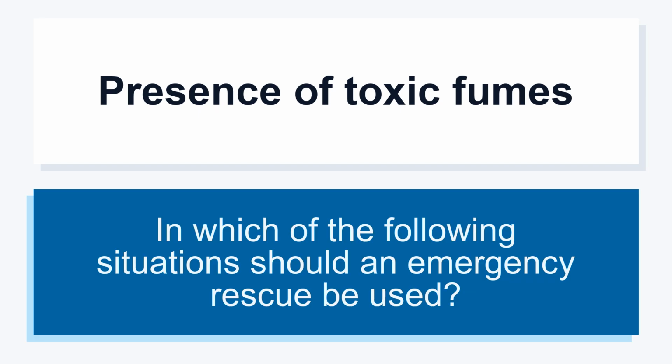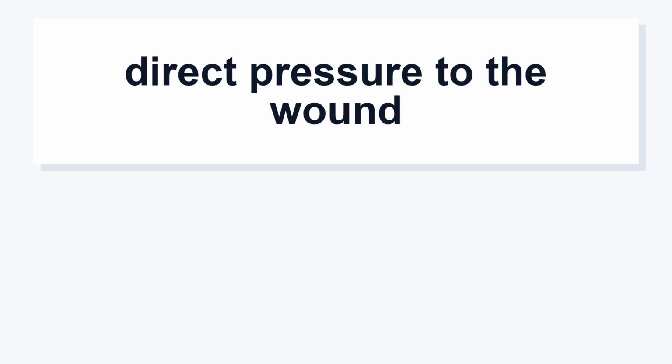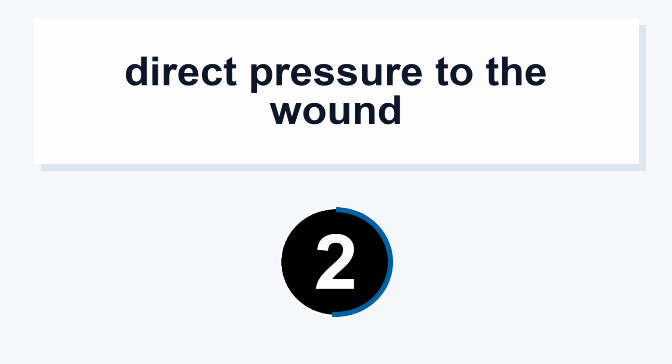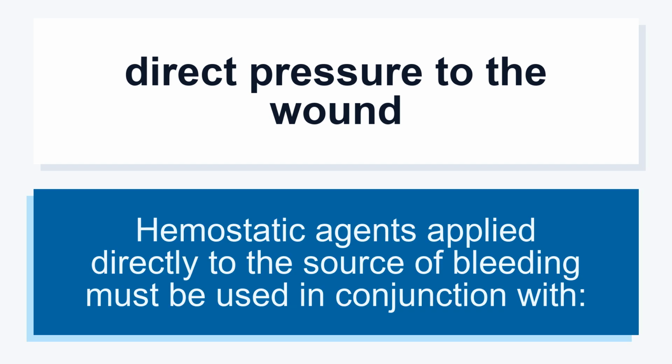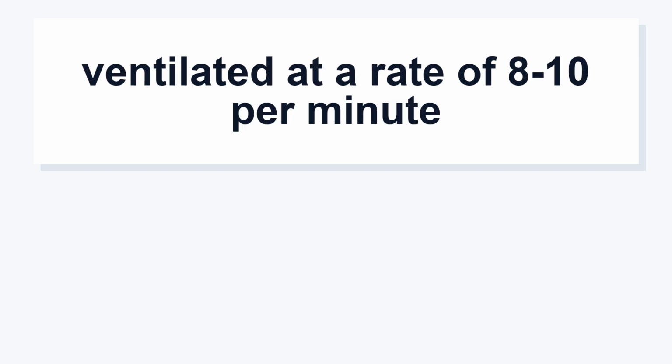In which of the following situations should an emergency rescue be used? Direct pressure to the wound. Hemostatic agents applied directly to the source of bleeding must be used in conjunction with, ventilated at a rate of 8 to 10 per minute.